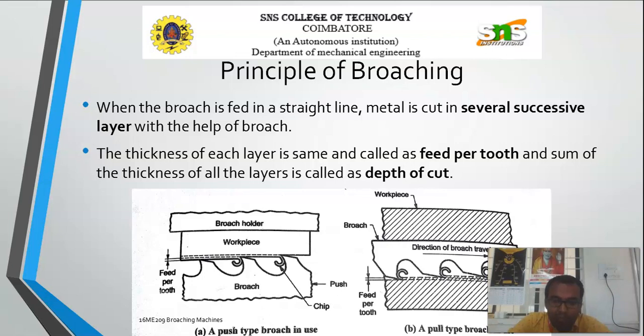The first one is the push type broach in use for machining an external surface. The second diagram indicates the pull type broach in use for machining an internal surface. The first one is the push type, where we push the broach tool. The second image is the pull type, where we need to pull the broach tool. That is the major difference between the first diagram and the second diagram.